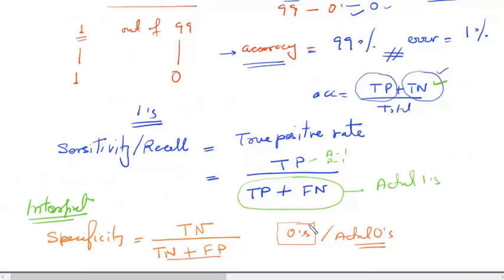Sensitivity, on the other hand, only gives emphasis on identifying ones. It does not care how good or bad you are doing for the zeros, and similarly specificity only cares about the zeros. So two different parameters depending on whether you want to identify the ones in your data or you want to identify the zeros in your data. If you want to give equal importance to identifying both ones and zeros, we use the accuracy parameter which we have seen earlier.